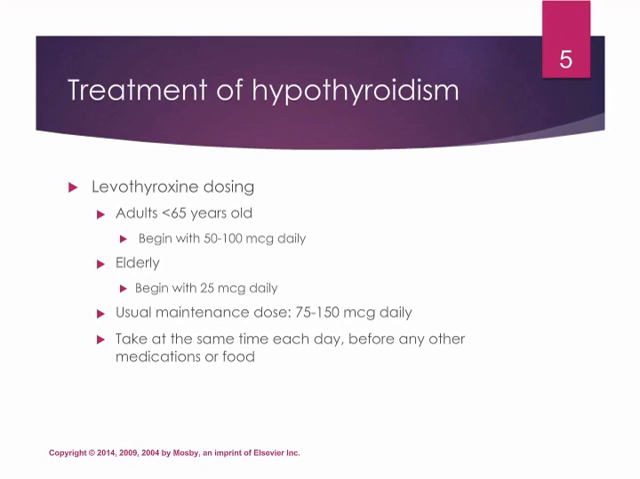Elderly folks are more commonly started with 25 micrograms daily, and both of these groups of patients will reach a usual maintenance dose of somewhere between 75 to 150 micrograms daily. I've definitely seen higher doses, but 75 to 150 is really the wheelhouse of normal. It's important to educate patients to take their medications at the same time each day, and preferably before any other medications or food, so that they get full absorption of their Synthroid.